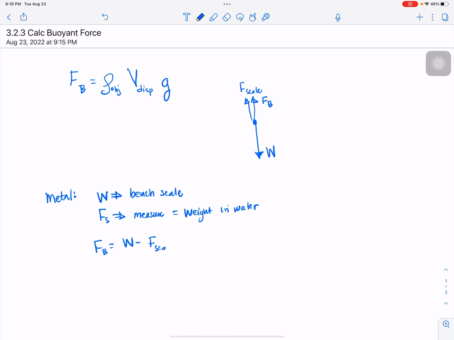Now, what's weird about the wood, I don't know if you realize this, because it floats, the force on the scale is equal to 0. And so the wood doesn't actually have a weight in the water. So hopefully that helps you kind of figure out what you were supposed to be measuring. And then, of course, the volume displaced is just equal to the volume of liquid running into the cylinder.